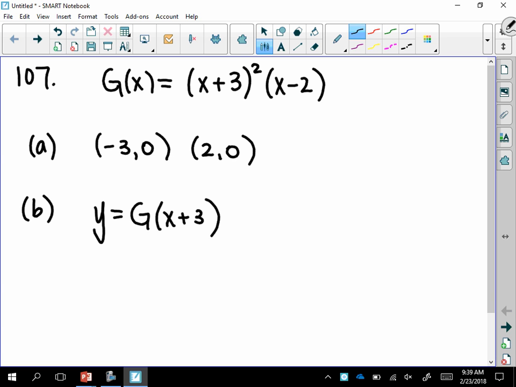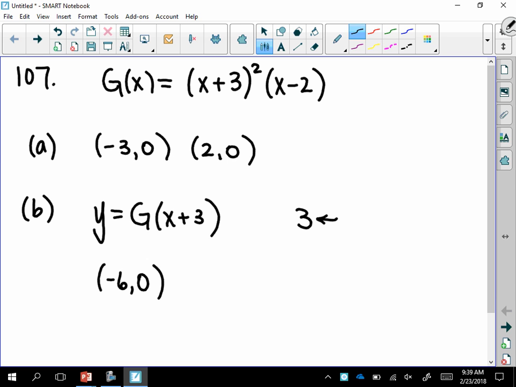Okay, we can replace all the x's with x plus 3. And graphically, what does it mean we're doing? You're moving it 3 units to the left, right? Everything's going to get shifted 3 units to the left, including the x-intercepts. So if we have an x-intercept at negative 3, when I shift that 3 units to the left, it's going to be at negative 6.